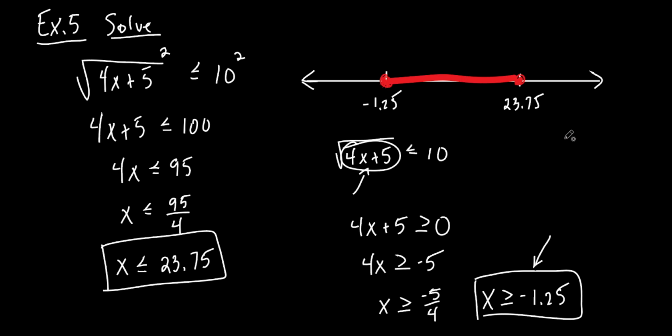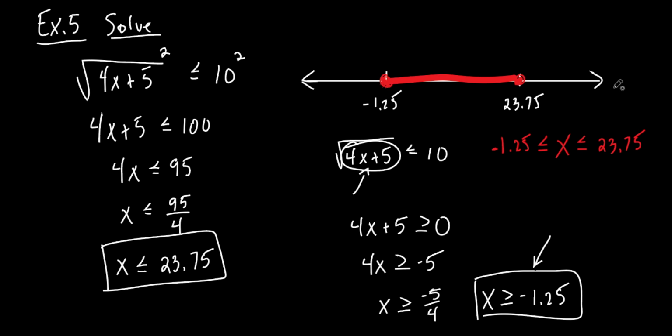So what's my answer then? X is between, which means we write it like this. X is between negative 1.25 and positive 23.75. So that is how you should write the answer.